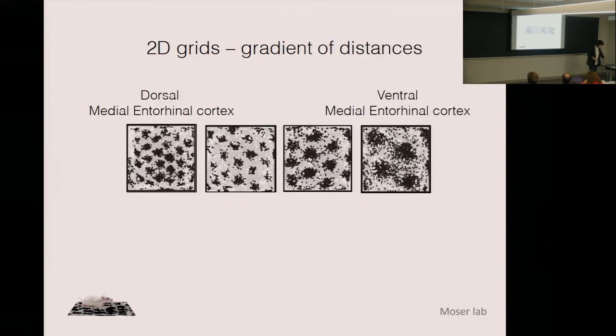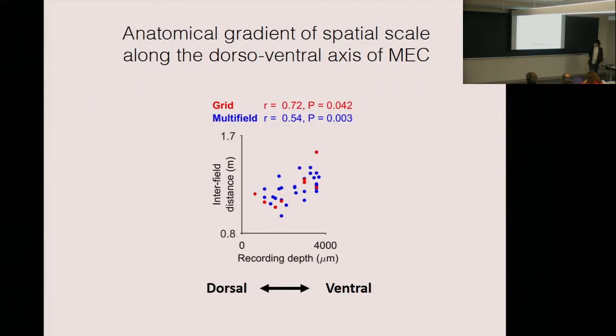Just one more thing I want to tell you about this, and we'll do it quickly. We know in rodent work that grid cells' characteristic distance increases the deeper you record, from dorsal to ventral MEC, the medial entorhinal cortex, and we see the same thing in our cells. So this is the depth you record from, dorso-ventral. This is the interfield distance, and it increases.